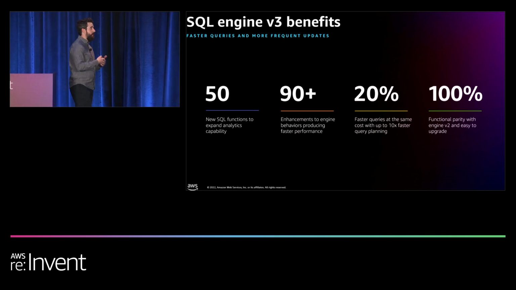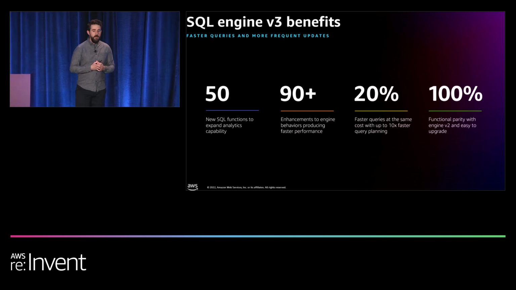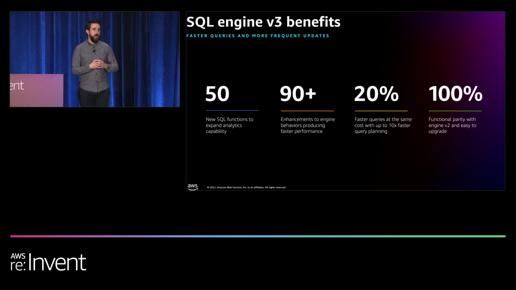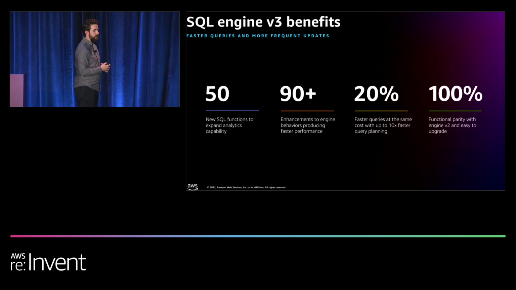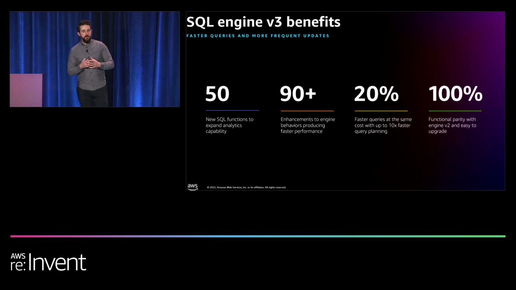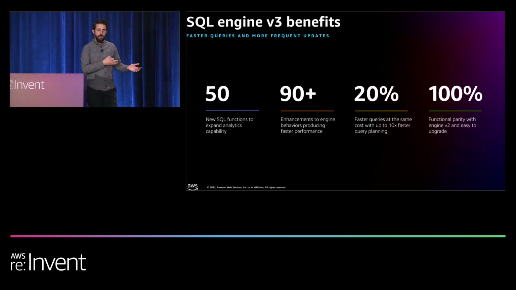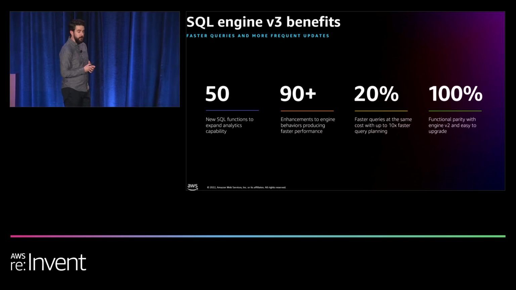What that means in our benchmarks is we're seeing about a 20% performance speedup compared to version 2, and some queries seeing up to 10 times faster execution in specific stages of query execution like planning. So really awesome benefits in the performance domain. Best yet, you get all of that for the same price and with 100% functional parity with the version 2 API, and that should make it very easy to upgrade to version 3 today.